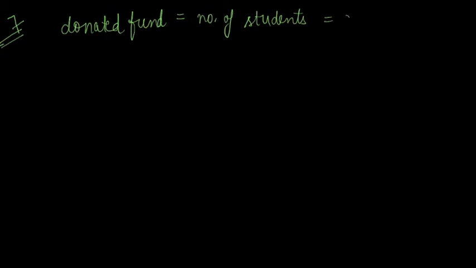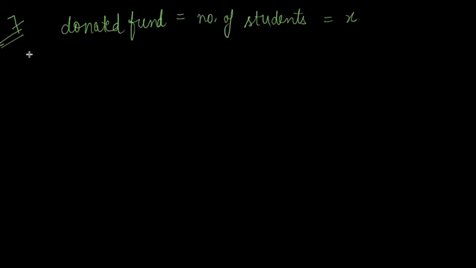Okay. Question number 7 says, the students of class 8 of a school donated rupees 2401 in all for the Prime Minister's National Relief Fund. Each student donated as many rupees as the number of students. So this is an important statement: the donated fund is equal to the number of students. So I am assuming each as x, right? So let the number of students be x.